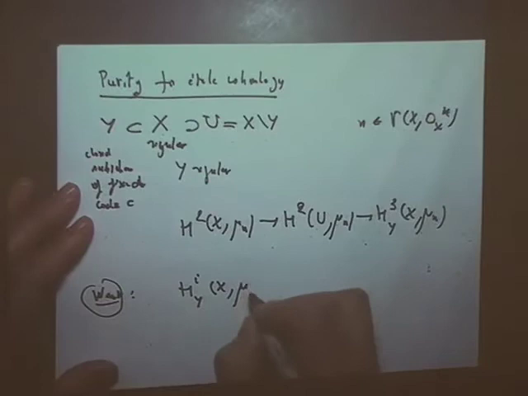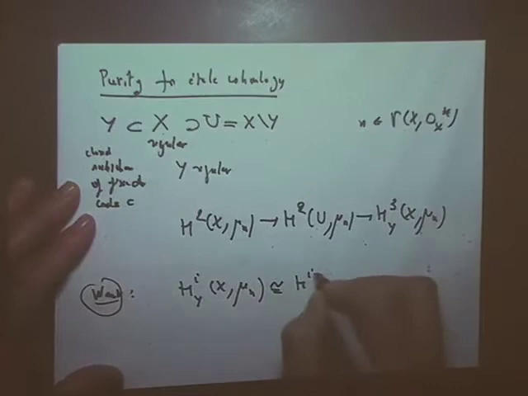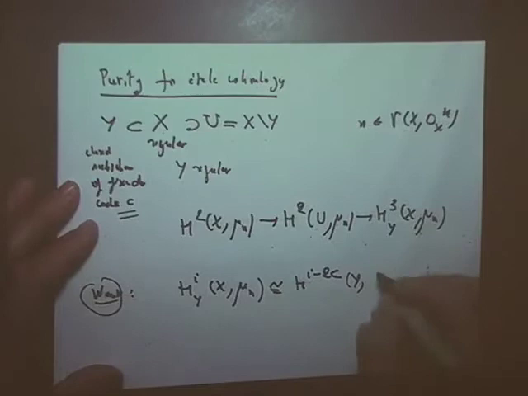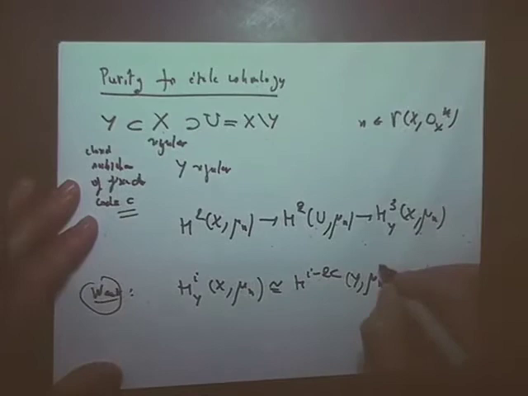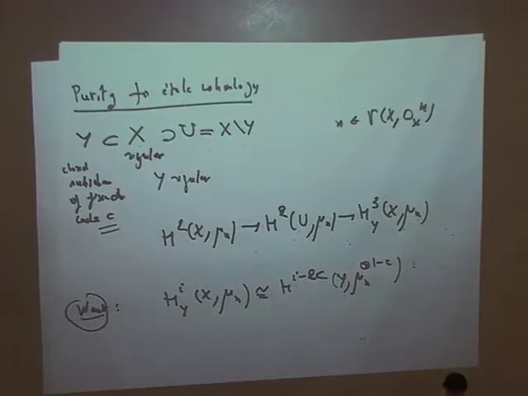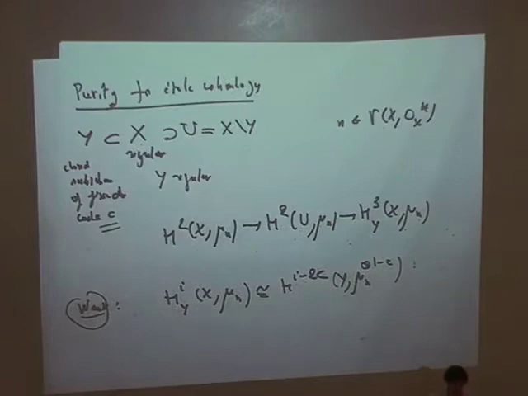What you want is that H^i with support in Y of X, with coefficients in μ_n, is isomorphic to H^{i-2c} of Y, where c is the codimension, with values in, now here I have to twist, μ_n tensor (1-c). Forget about this twist: suppose the roots of unity were in the base scheme, then I wouldn't have to worry about this twist. So you want this.